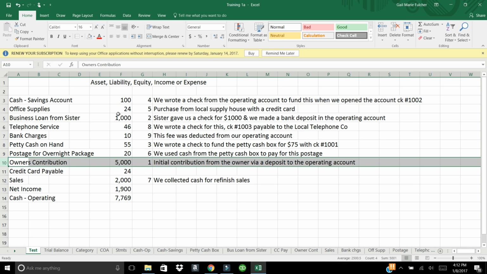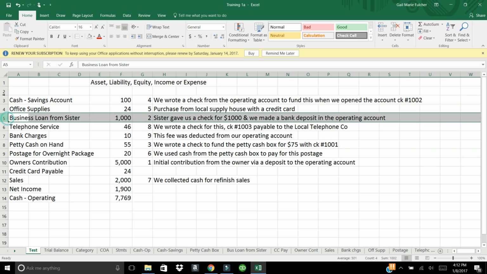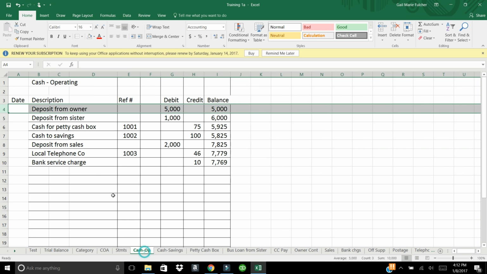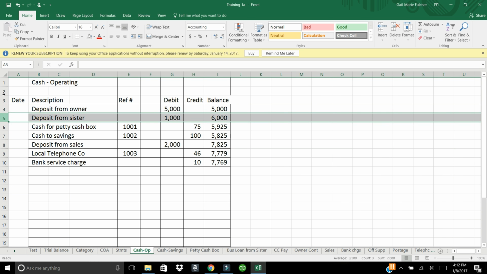All right, let's take a look at number 2. The business loan from your sister. She gave us a check for $1,000 and we made a bank deposit into the operating account. So again, we go to the operating account, record the deposit from our sister, $1,000 debit because we're increasing the amount in the bank account. Now we have $6,000 in the bank.